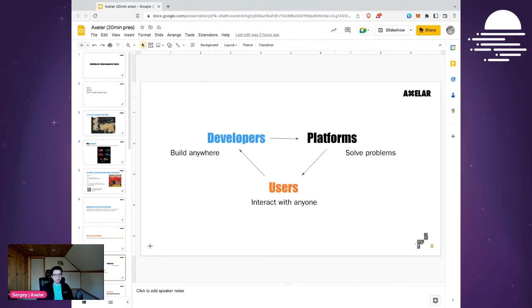And so if you achieve all these goals, then you really have a nice combination and symmetry between developers that can build platforms, and the platforms can actually solve problems, and users interacting with all of these solutions, and revenue can go back to the developers or the builders behind these protocols. And so this is really what we're trying to accomplish.